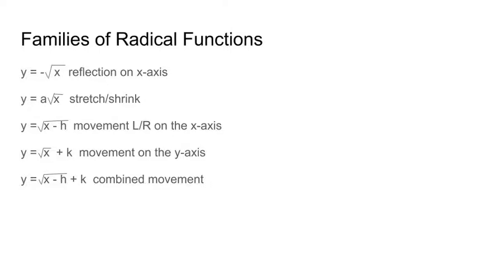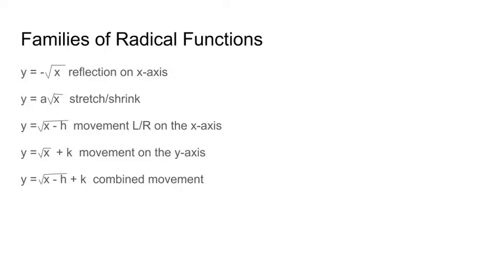Okay, this is pretty much how radical functions move. It's very similar to how absolute value functions move and how quadratic equations move, so you'll see a lot of similarities here. In the first one, y equals negative absolute value x. Anytime you see that equation, you have to assume it's going to be a reflection on the x-axis.